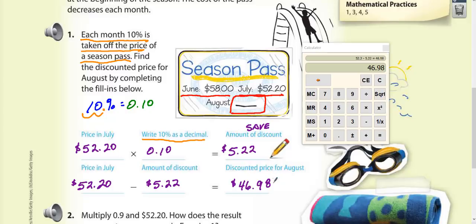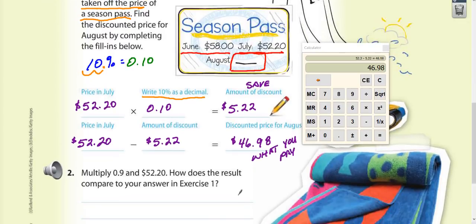Discounted price is what you pay. The discount is what you save. The discounted price is what you pay. If you go down, you might think, when we did sales tax and tips, there was another way to do it, a way where you multiplied by the 1 point amount.